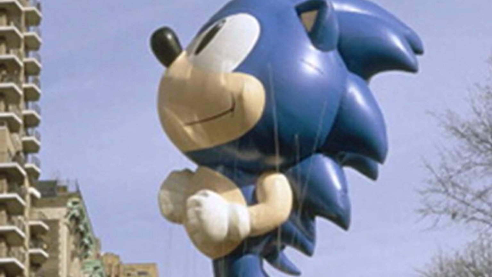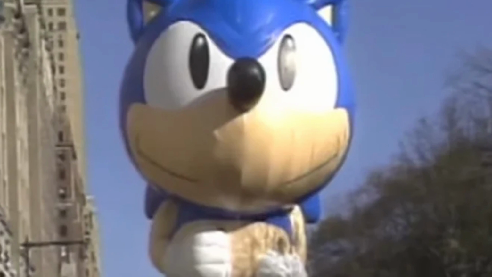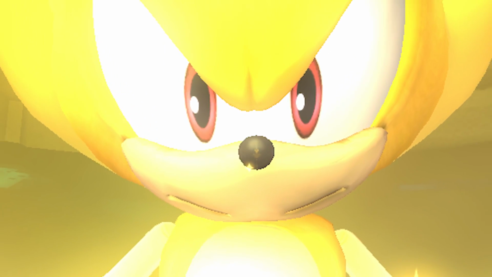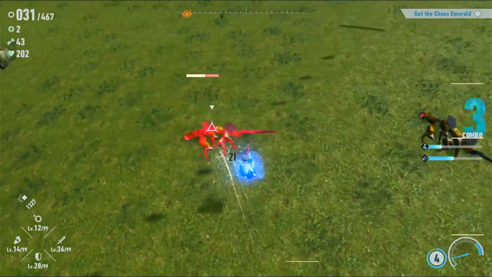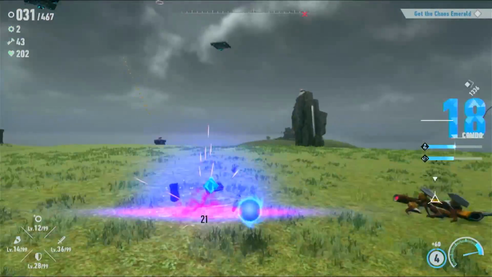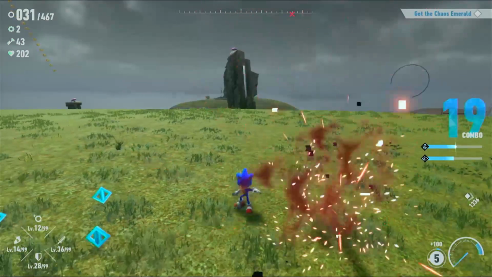Yeah, it looks good from the side, but if you look at it from the front, you can see there's a glaring problem. And this goes for both the Macy's Thanksgiving Day Parade and the Sonic Lost World picture you see here. You see, Sonic having two mouths is something that doesn't happen very much, if at all anymore, but it still does happen, and it was worth talking about in this video.